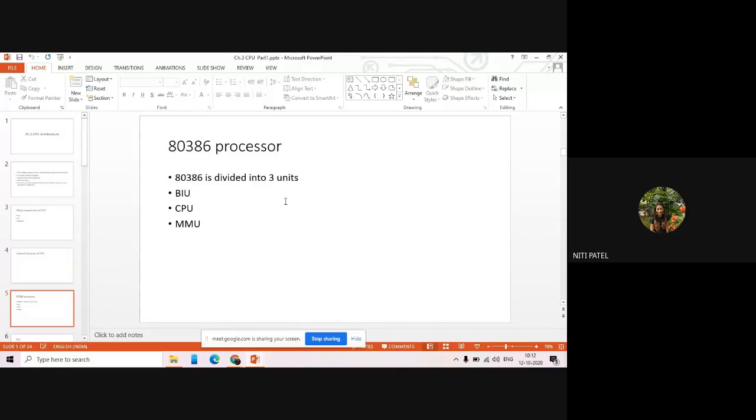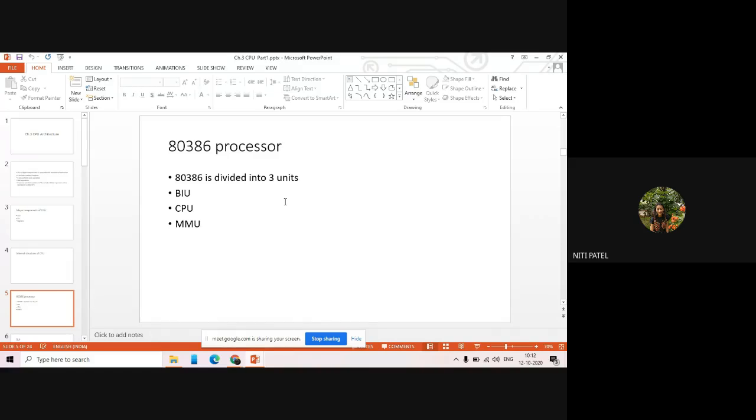Then we had started that there are different types of processors, from 8085 till all the latest that we have today, out of which we had started learning about the 80386 processor. It is divided into three units: the bus interface unit, the CPU, and the memory management unit. The bus interface unit talks about all the different buses which are there in the 80386.